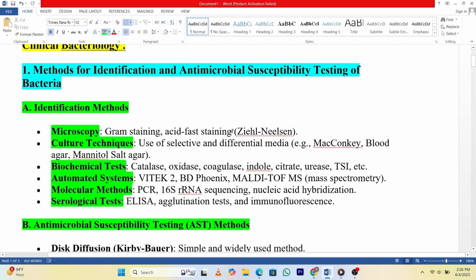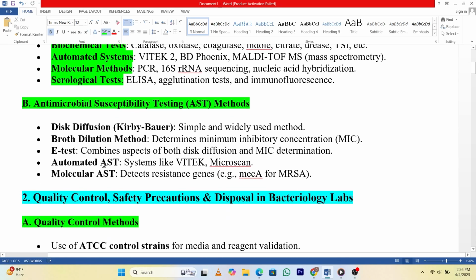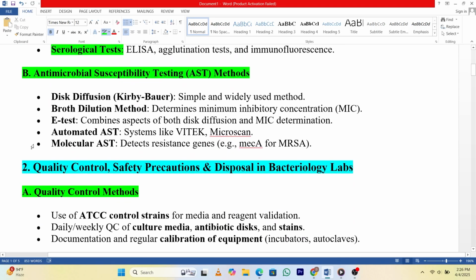Automated systems: VITEK 2, BD Phoenix, MALDI-TOF MS, mass spectrometry. Molecular methods: PCR, 16S rRNA sequencing, nucleic acid hybridization. Serological tests: ELISA, agglutination tests, and immunofluorescence. B. Antimicrobial susceptibility testing, AST, methods.